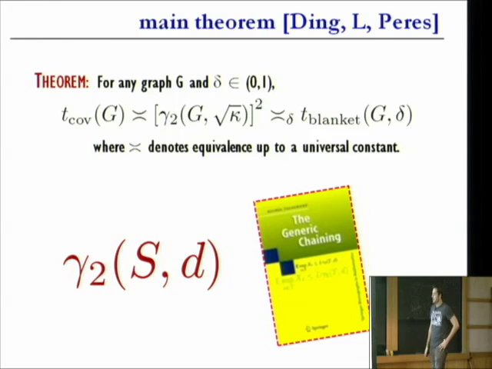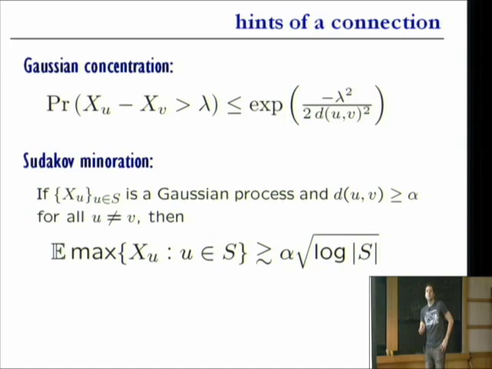So let me at least try to give you a hint of a connection, which is the reason we initially thought there was a connection, and then I'll say something more formal. So the hint is the following. I told you about two tools that come up in the proof. And now, syntactically, I'm going to claim that these two tools look like other tools that come up when you analyze cover times.